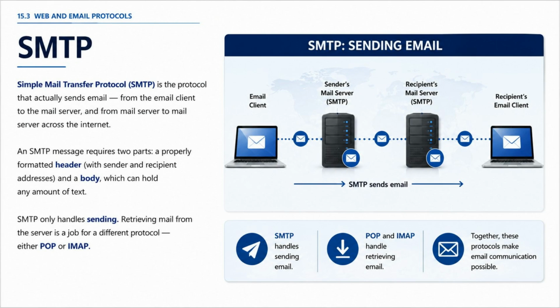Every SMTP message needs two parts: a properly formatted header, with sender and recipient addresses, and a body, which can be any amount of text. Important limitation to stress: SMTP only sends. Retrieving mail is a completely separate job for POP or IMAP.